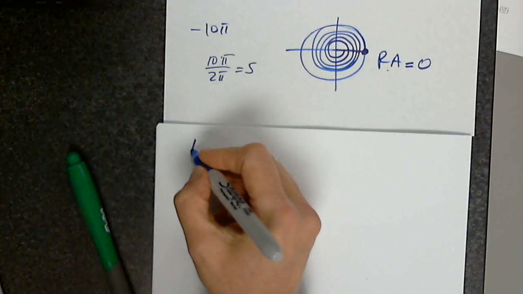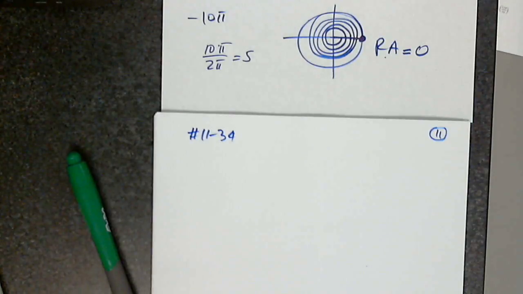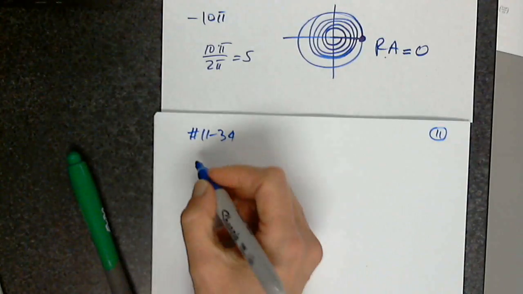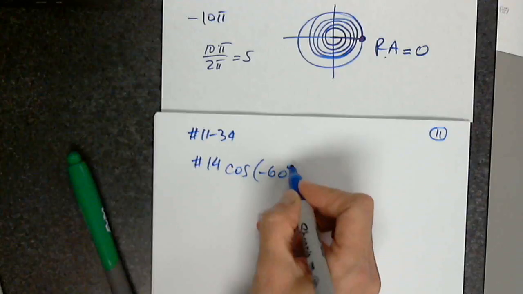Problems 11 through 34. So let's choose, find the exact value of the trig function. This is an important situation that we have to look at. Okay, there it is. So let's look at 14. Cosine negative 60 degrees.